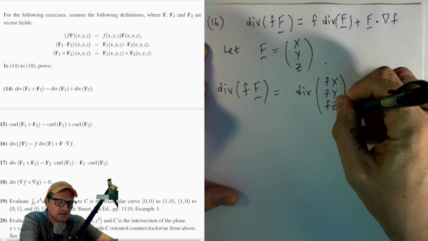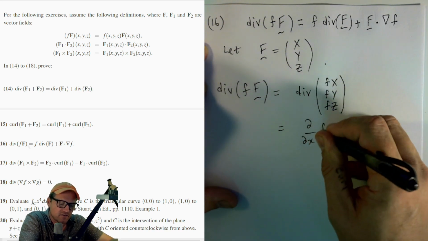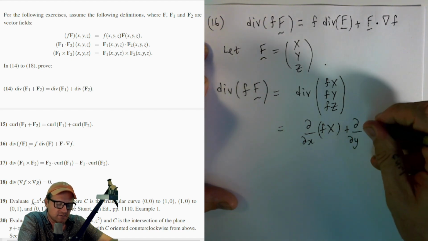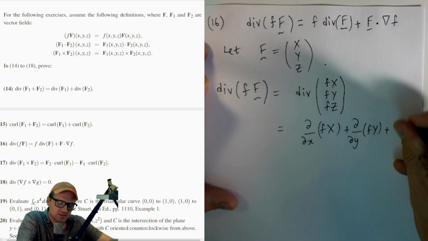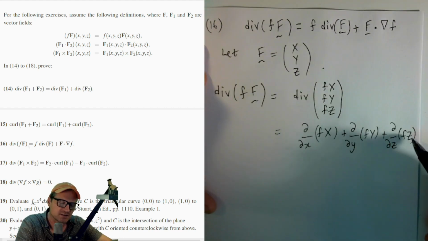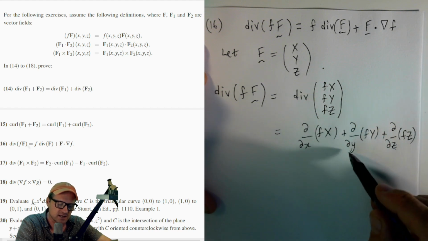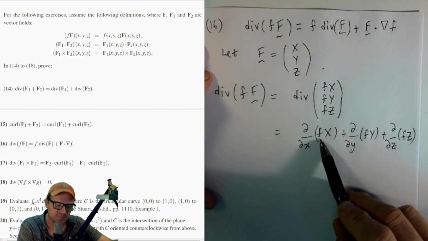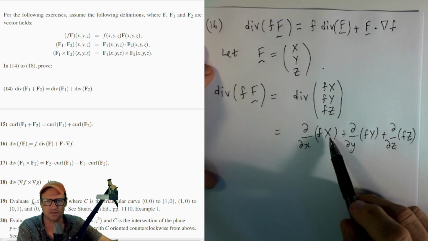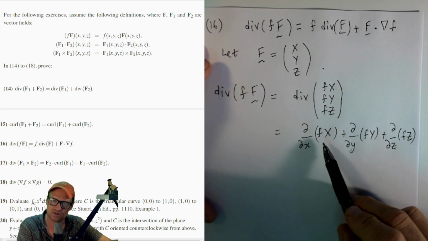and so this is the partial derivative with respect to x of f times X plus the partial derivative with respect to y of f times Y plus the partial derivative with respect to z of f times Z. Okay, so these are uppercase, these down here are lowercase. All right, now because presumably lowercase f and uppercase X are functions of lowercase x, lowercase y, and lowercase z, we need to use the product rule on them.